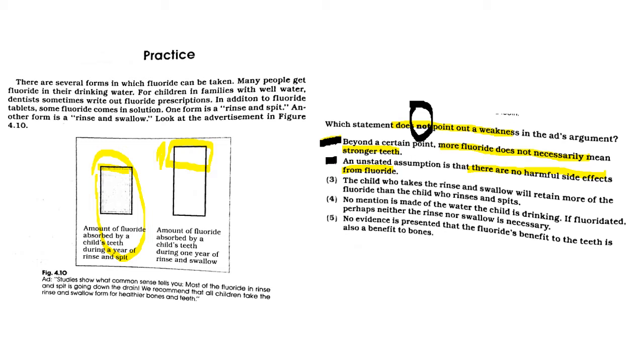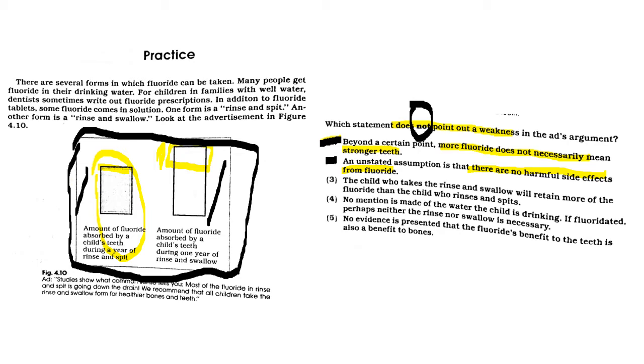Number 3, the child who takes the rinse and swallow will retain more of the fluoride than the child that takes rinse and spit. Well, that is an accurate summary of the picture. So because it's a summary of the picture, it's not a weakness in the argument. So number 3 looks like it could be the correct idea.